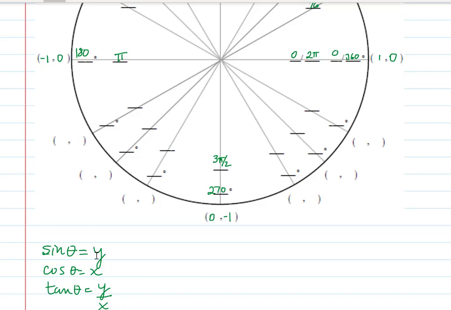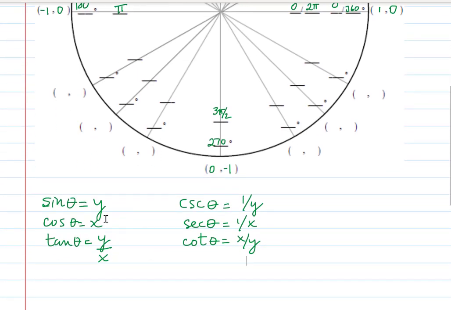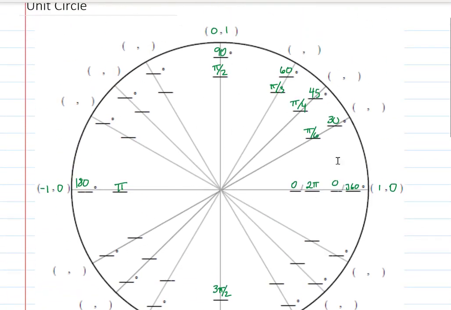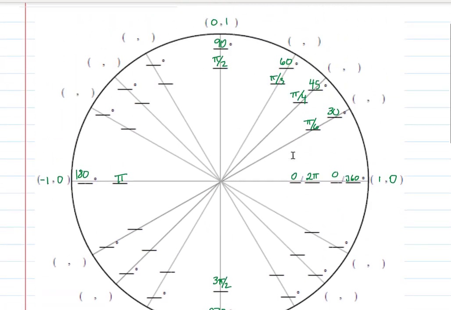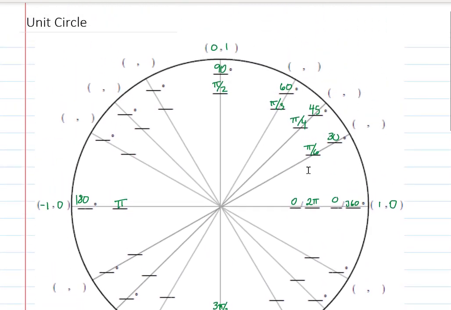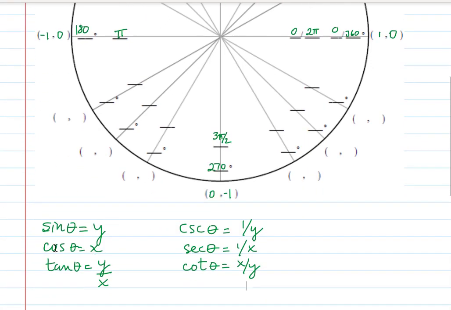Now obviously the other three are reciprocals of the first three, so cosecant is 1 over y, secant is 1 over x, and then cotangent is x over y. Right, so we can entirely drop the r, because r is 1 here in our unit circle. So this means that for any ordered pair x comma y, we're going to have really cosine comma sine, because the x is cosine and the y is sine.